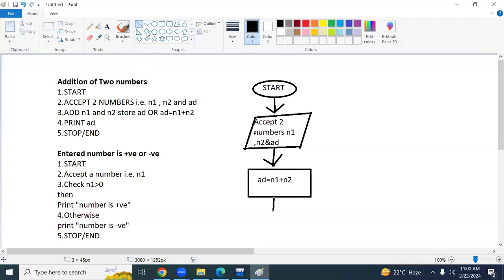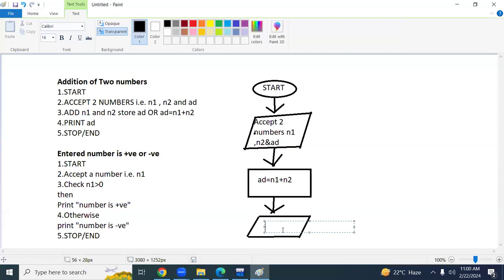Now tell me, for printing purpose, which shape do I have to use? For print ad, yes, parallelogram again, because it is input output. So again I need to draw this parallelogram here, and then here I have to write only the sentence print.